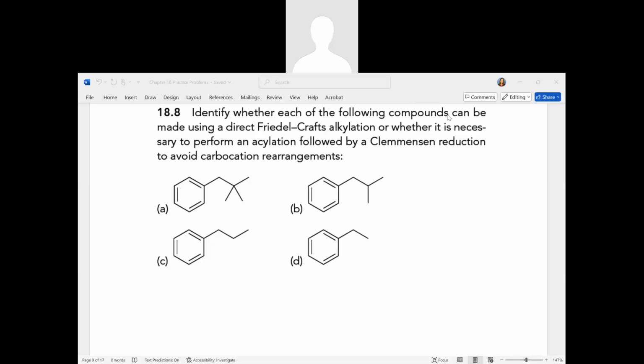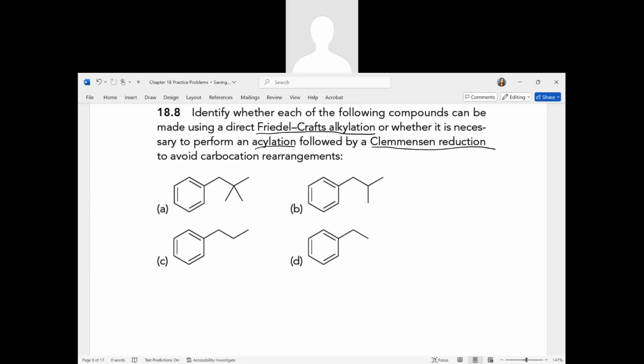For problem 8 from chapter 18, we're asked to consider whether or not these products shown in A through D here could be formed doing a direct Friedel-Crafts alkylation, or whether or not we'd be able to do an acylation followed by a Clemmensen reduction. So when we're considering whether or not a Friedel-Crafts alkylation would be a viable method, we have to be on the lookout for carbocation intermediates that could do rearrangement.